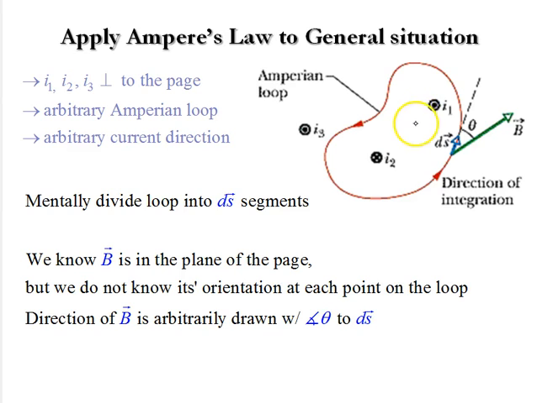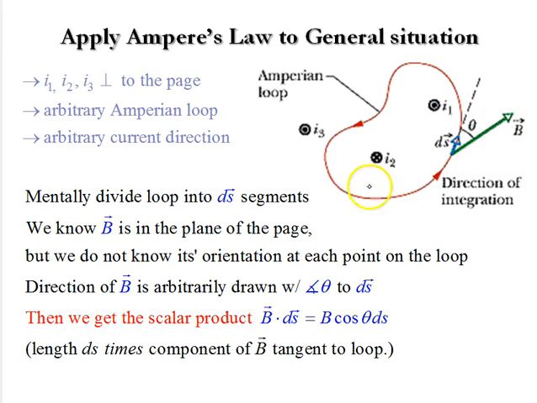We also know that our magnetic field is in the plane of the page. We know that because the currents are perpendicular to the plane of the page, but we don't know the orientation of the magnetic field around this loop. We don't have any symmetry to be able to determine how these sum yet. The direction of B is arbitrarily shown here. If this was the direction of B at this point on this loop, then this angle theta is the angle between our ds vector and our magnetic field vector at that point.